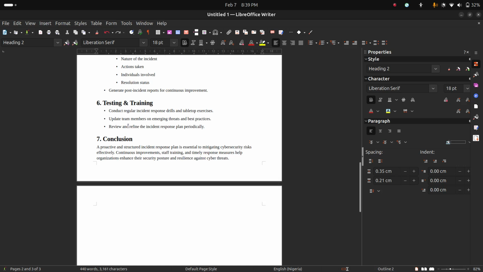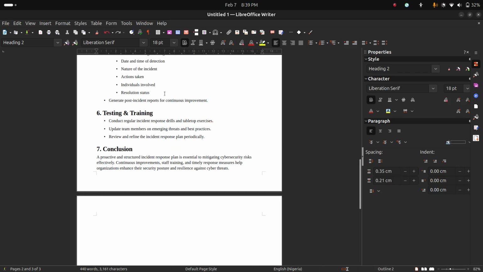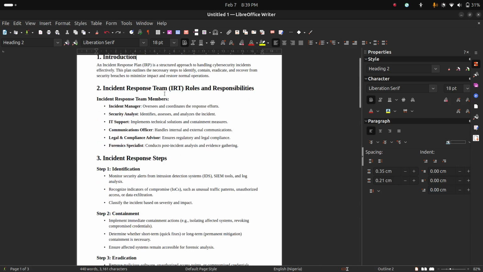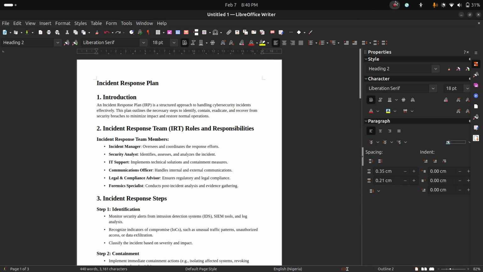In conclusion, a proactive and structured incident response plan is essential to mitigating cybersecurity risk effectively. Continuous improvement, staff training, and timely response measures help organizations enhance their security posture and resilience against cyber threats. Thank you. So that's a brief run through on the incident response plan which I carried out. Hope this was helpful.